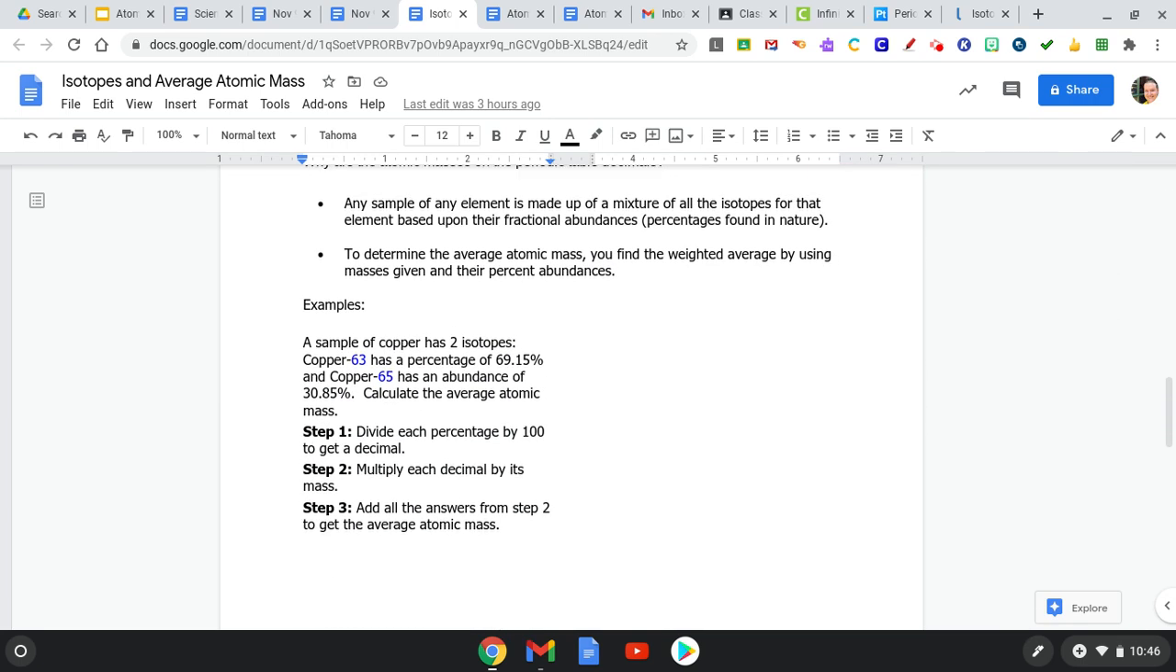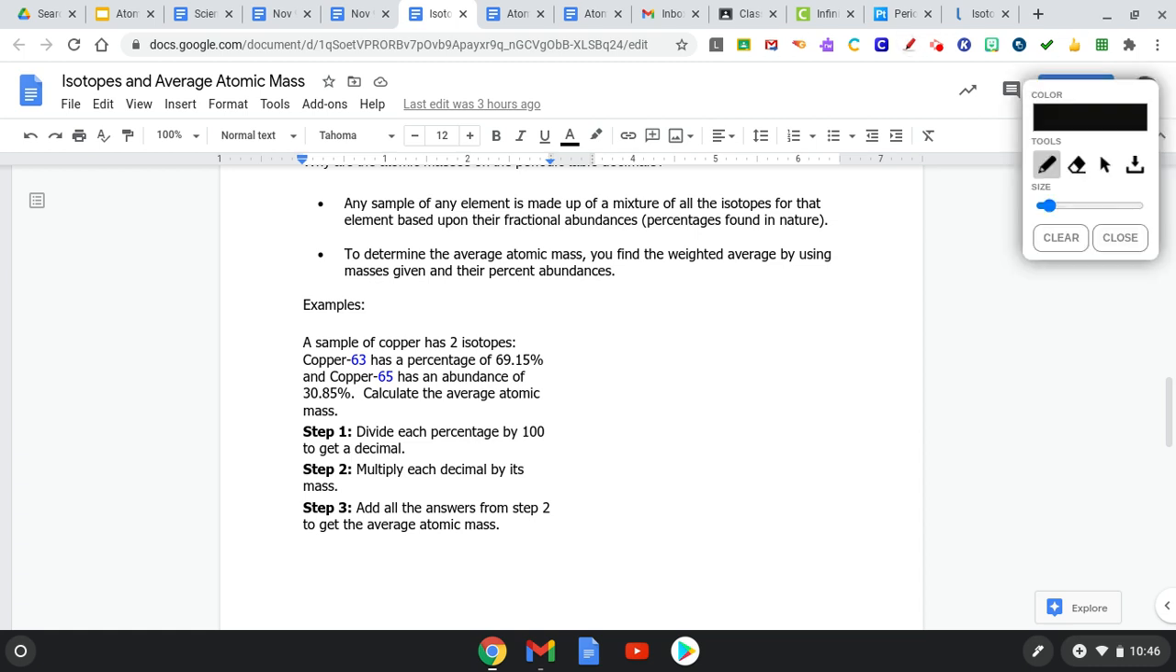Okay, so this is a 3-step problem, and I'm going to show you how to determine average atomic mass, which is what we're doing. This is calculating average atomic mass. So in order to find average atomic mass, you find the weighted average. So you have to be given two things. You have to be given the mass of all of the isotopes, and their percent abundances. Abundance just means how much there is. Okay, so you have to be given that in the problem.